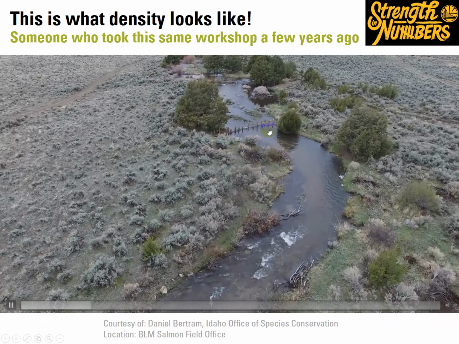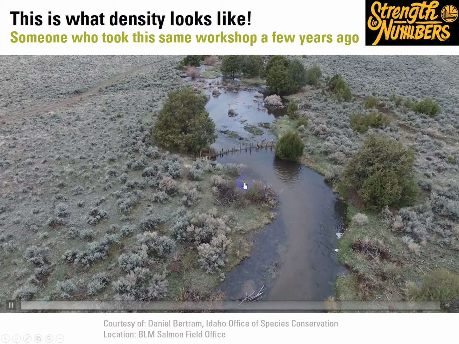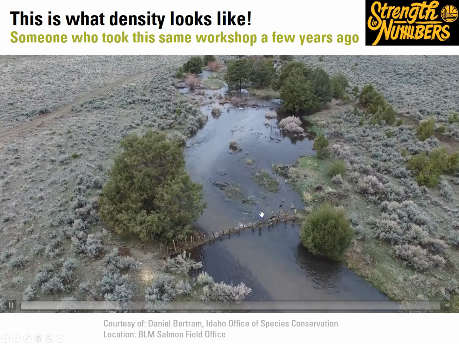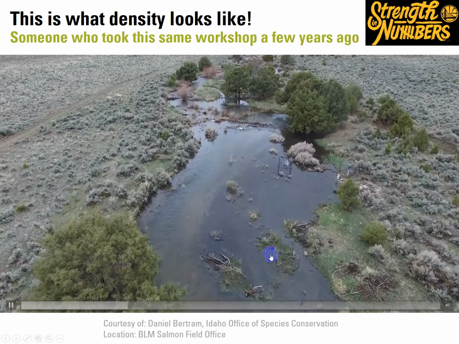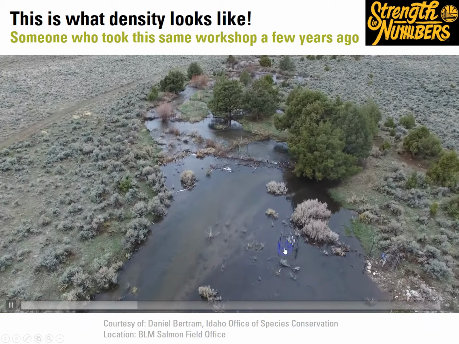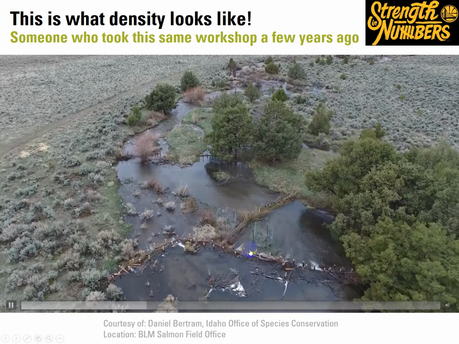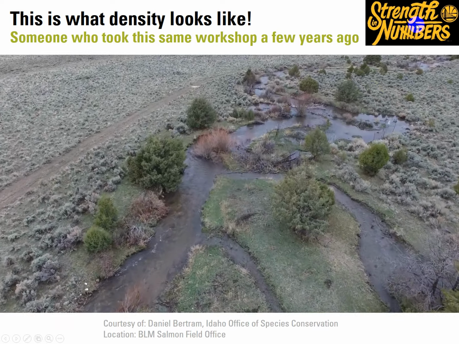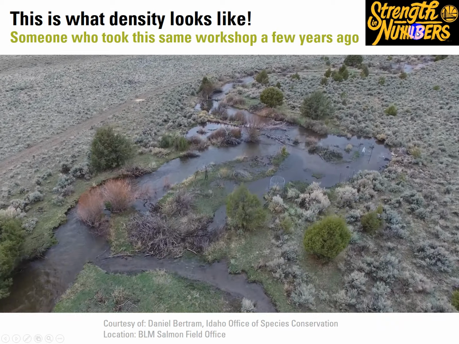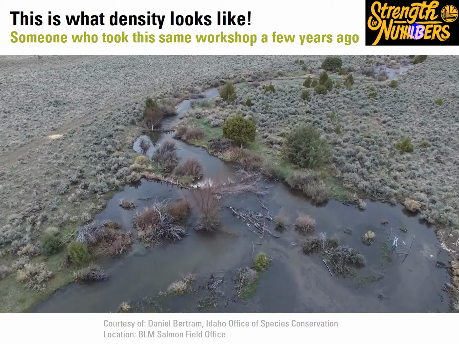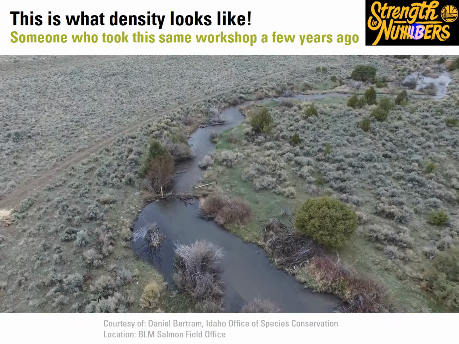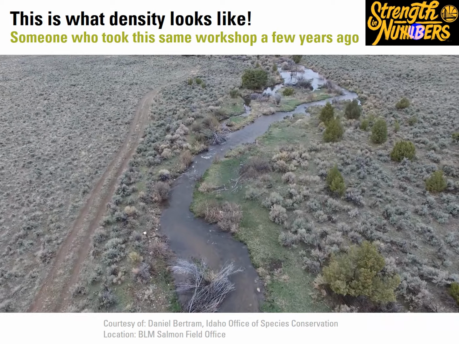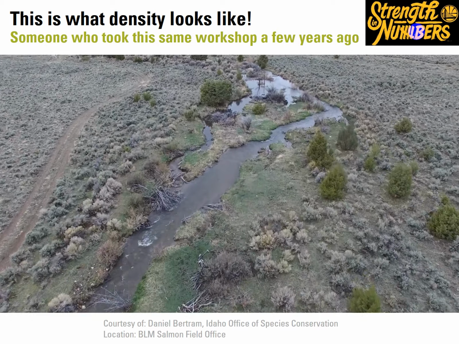This is on the tail end of some spring runoff. These posts and these beaver dam analogs are really effective at varying those hydraulics, getting stuff out onto the floodplain. These are riparian plantings now completely inundated. And so what I love about this video is it really reinforces this principle. This is what density looks like, okay? This is someone that took the same workshop you're in right now a few years ago. And this video goes on and on, kind of like me, right? Can't get to the point.